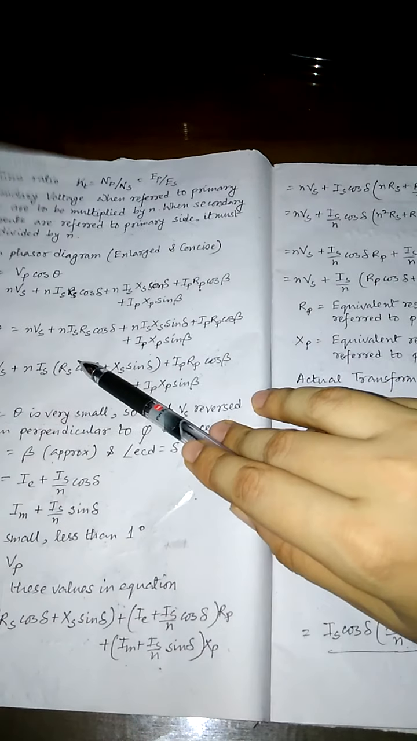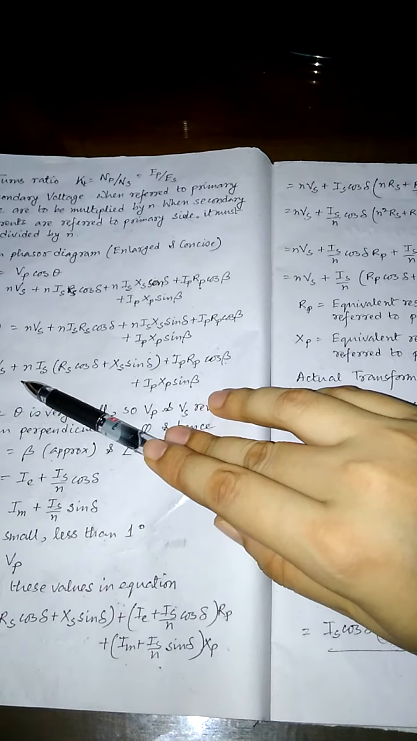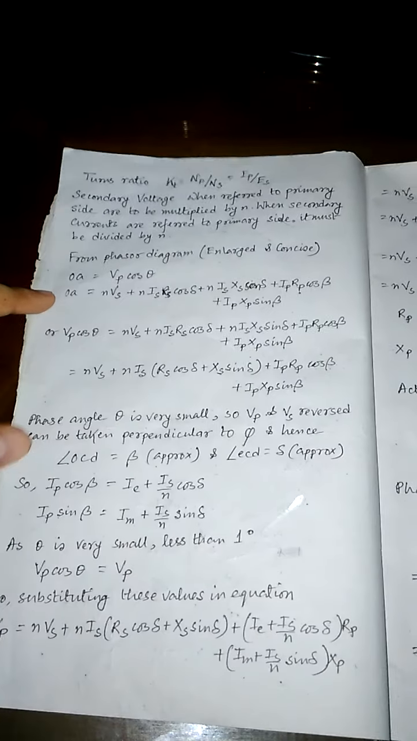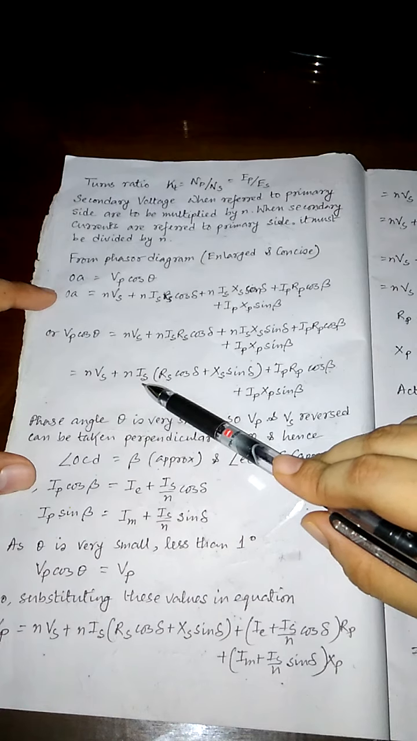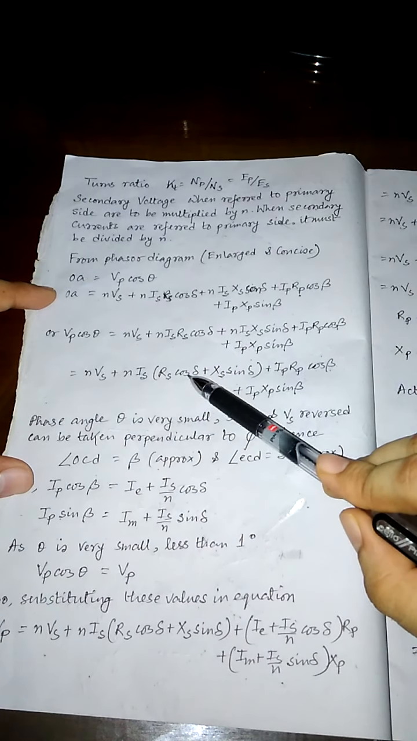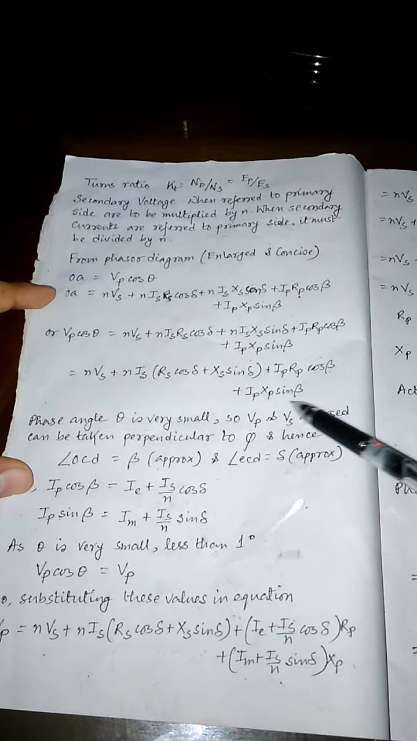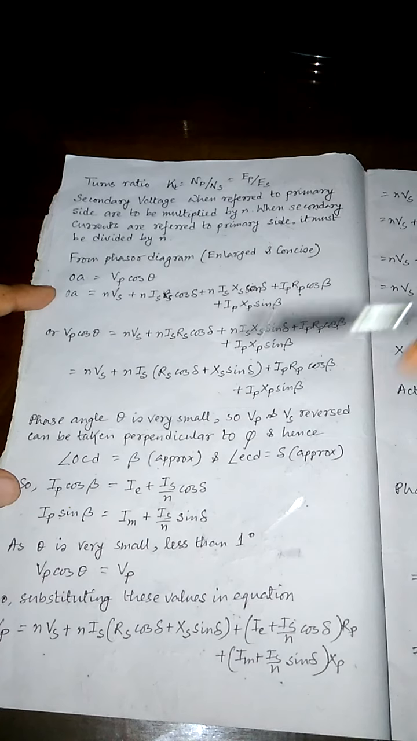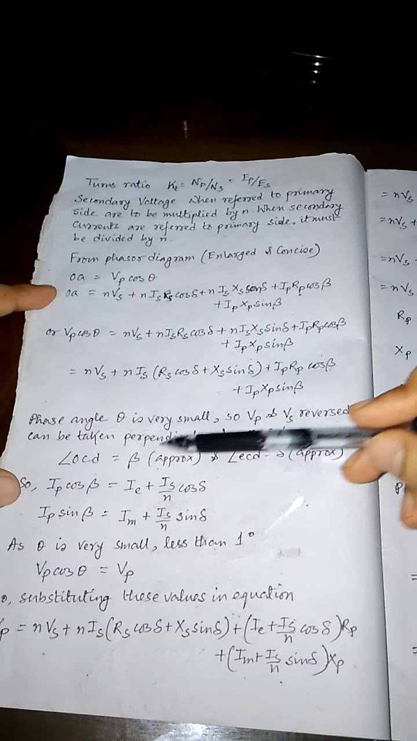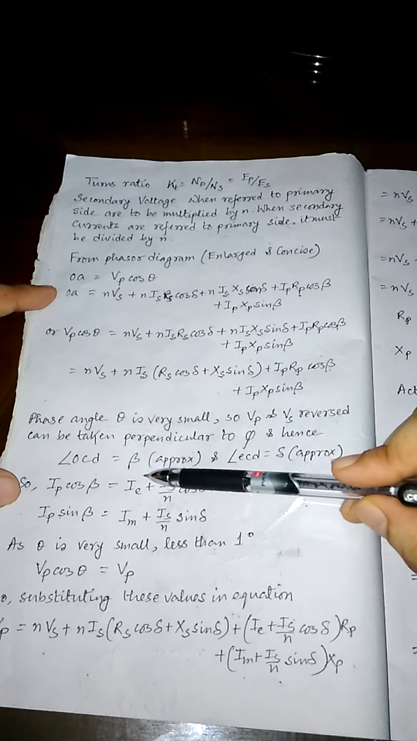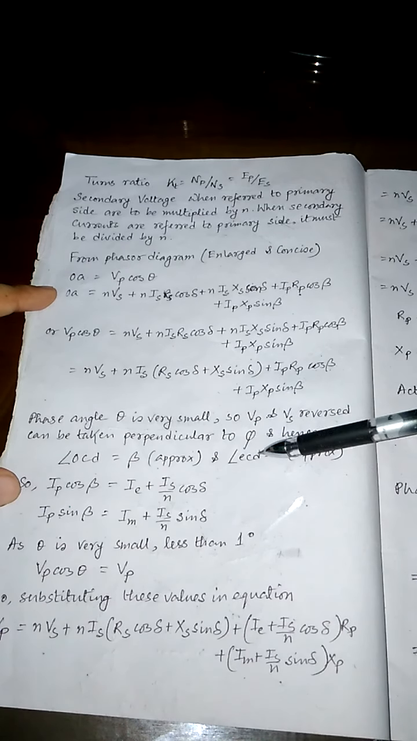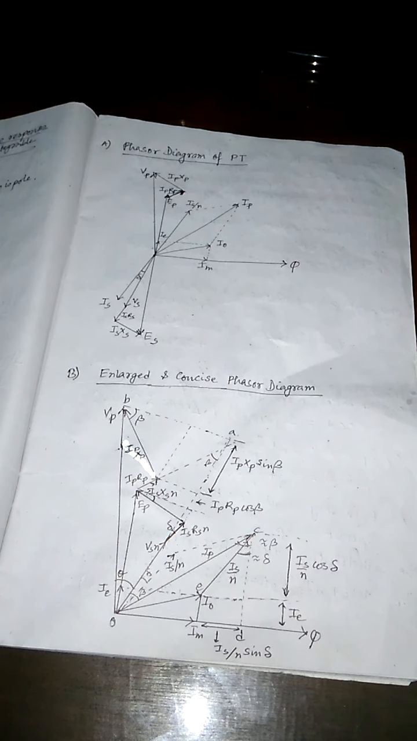Now if we are considering this, that is NVS, we are just doing the mathematical formulations. NVS plus NIS is common, so RS cos sigma plus XS sin sigma plus IPRP cos beta plus IPXP sin beta from this line. Now already we have considered that phase angle theta is very much small, so angle OCD is approximately beta and angle ECD is approximately sigma. See, what is angle OCD? This is angle OCD and this is angle ECD.